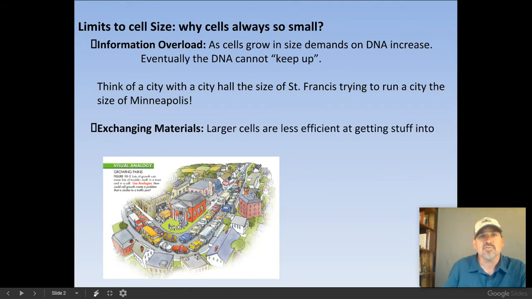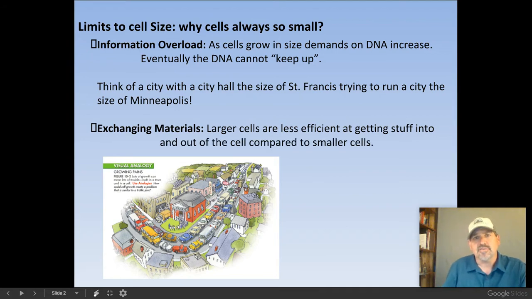And then the second reason is that larger cells are less efficient at getting stuff into and out of the cell. Larger cells, which means that smaller cells are more efficient. Again, if you have a really, really, really small cell, yes, you don't have a lot of surface area. Yes, you don't have a lot of volume, but the ratio of the surface area to volume on a tiny cell is huge. It's like 600 to 1, 600 units of surface area, cell membrane, to 1 unit of volume of the cell.